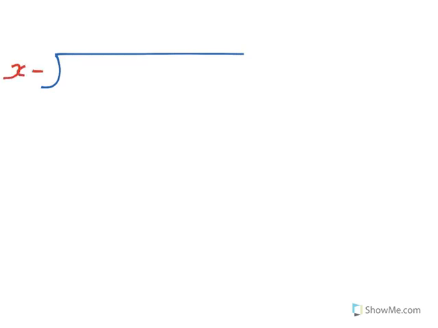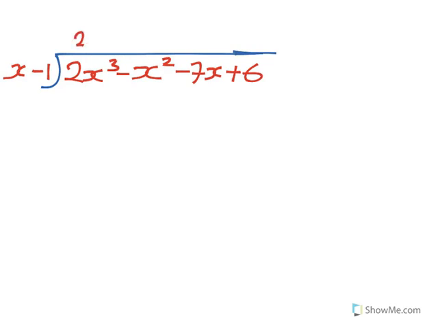Now let's look at the long division method. Is x minus 1. We have got 2x cubed from the question, minus x squared, minus 7x plus 6. So we're going to do the long division one. Now the long division says x into 2x cubed, it's 2x squared.